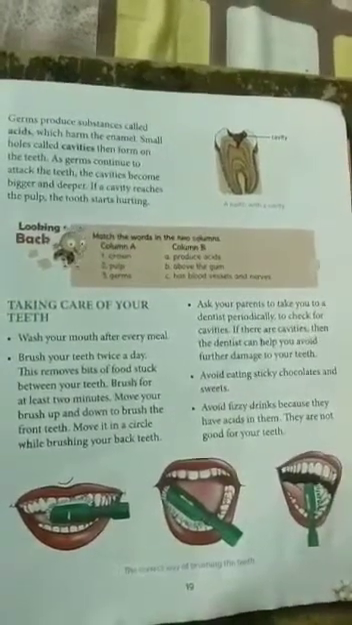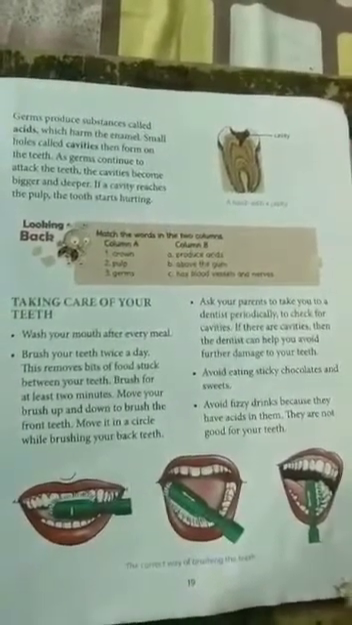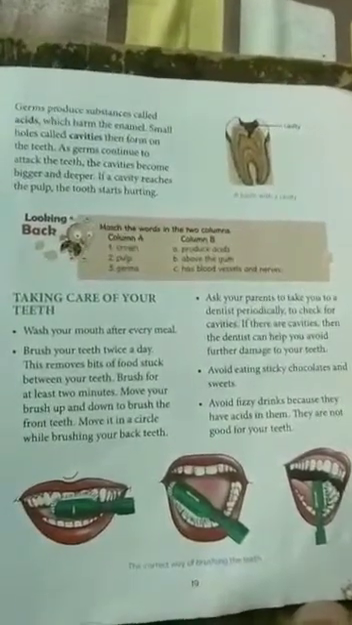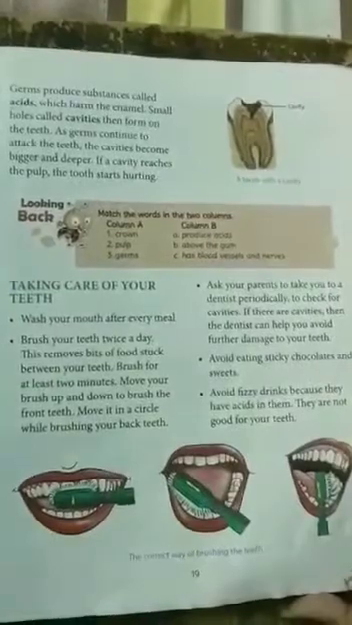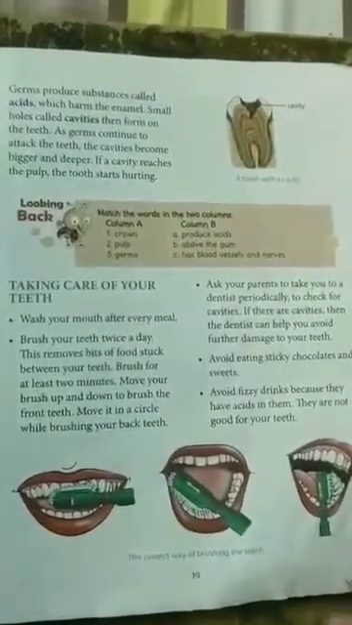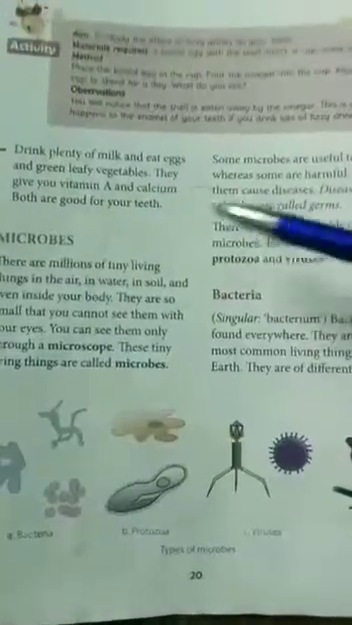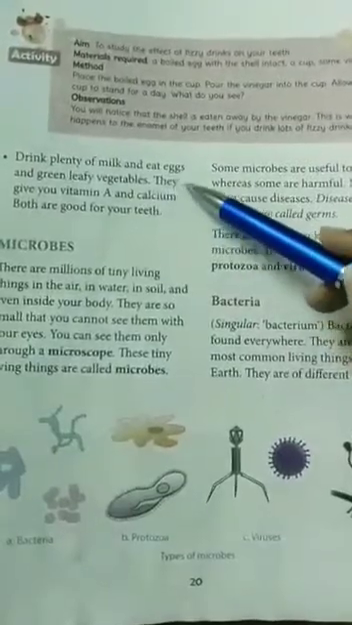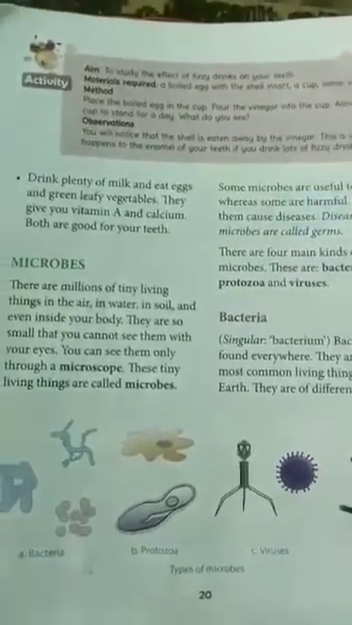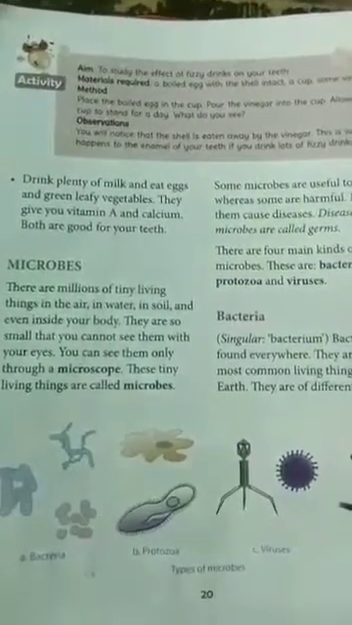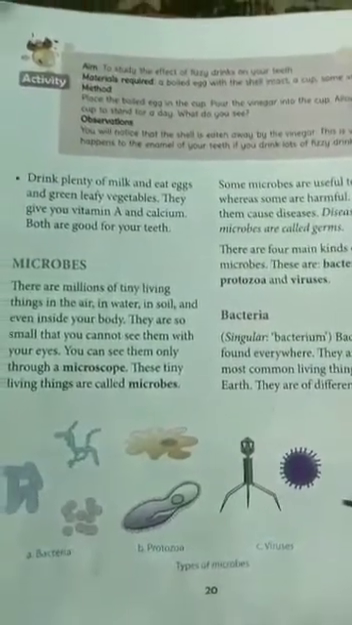Ask your parents to take you to a dentist periodically to check for cavities. If there are cavities, then the dentist can help you avoid further damage to your teeth. Drink plenty of milk and eat eggs and green leafy vegetables. They give you vitamin A and calcium, which is needed for strong teeth.